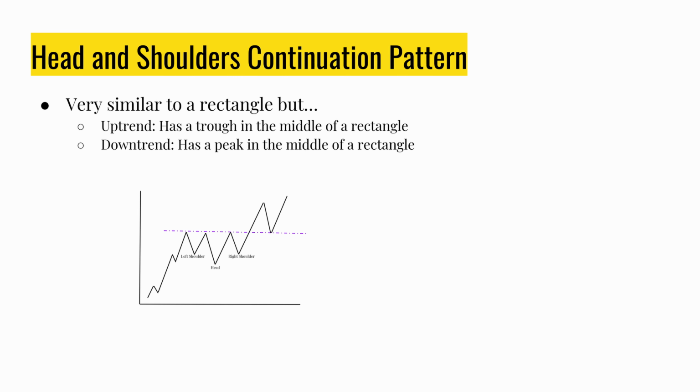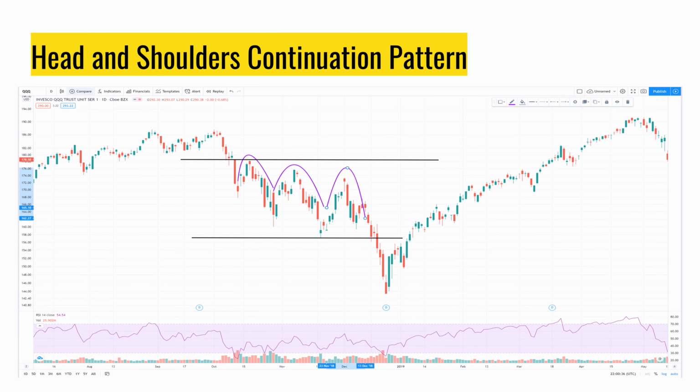To illustrate, in an uptrend we see the head represent the trough in the middle of the rectangle. Likewise, in a downtrend we see the head represent the peak in the middle of the rectangle. As in both cases, the trend did not reverse but instead continued the prevailing trend. Let's now look at an example.